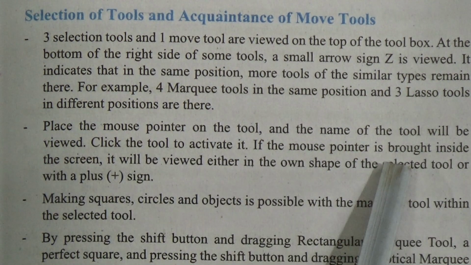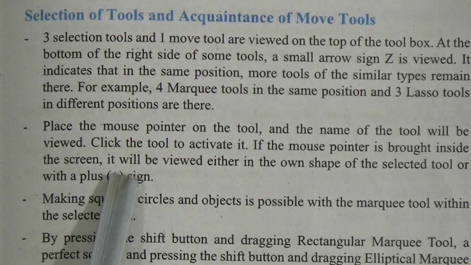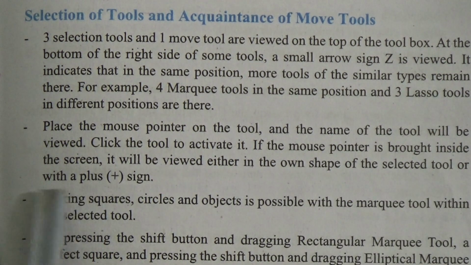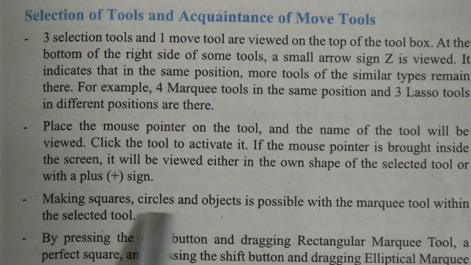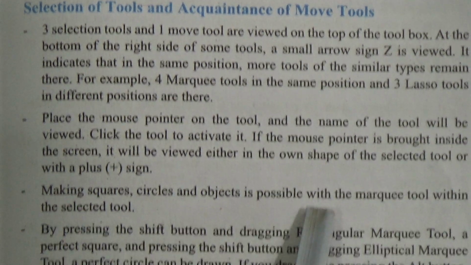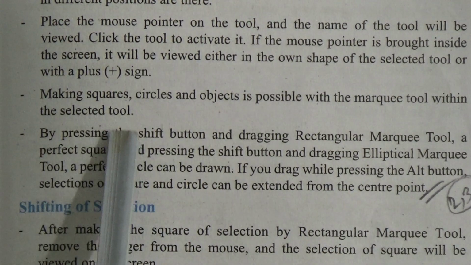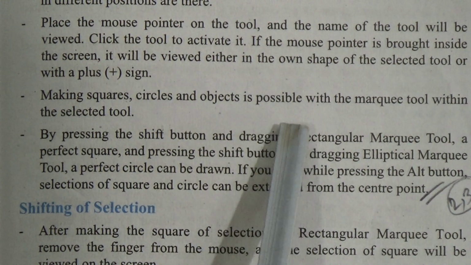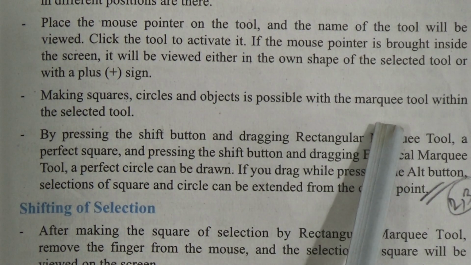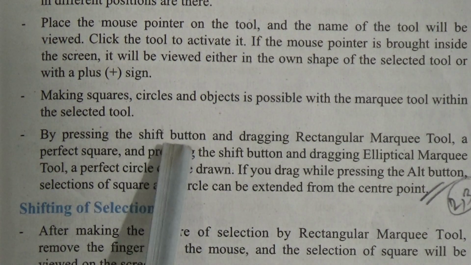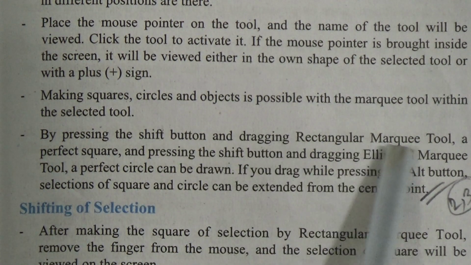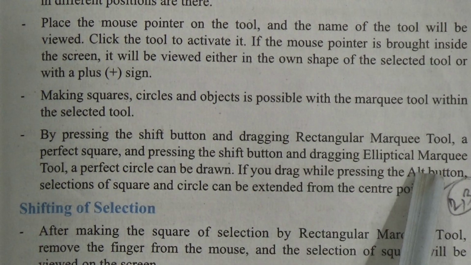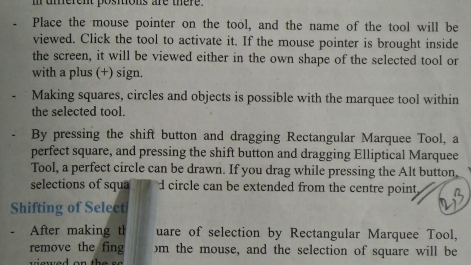If the mouse pointer is brought inside the screen, it will be viewed either in the own shape of the selected tool or with a plus sign. Making squares, circles, and objects is possible with the marquee tool within the selected tool. So students, if you want to make a circle or a square, you have to use the marquee tool within the selected tool. By pressing the shift button and dragging the rectangular marquee tool, a perfect square, and pressing the shift button and dragging the elliptical marquee tool, a perfect circle can be drawn.